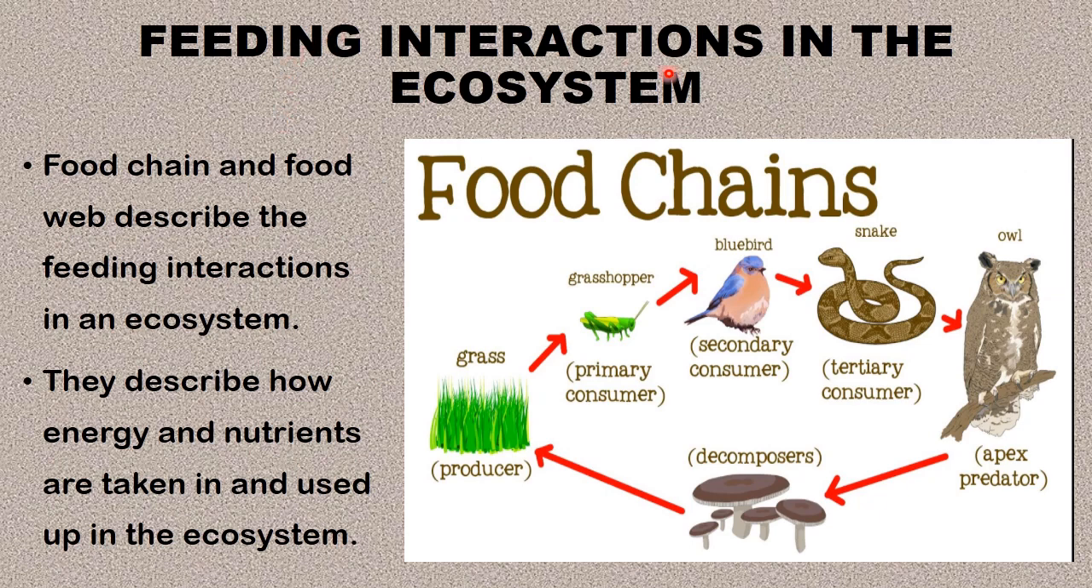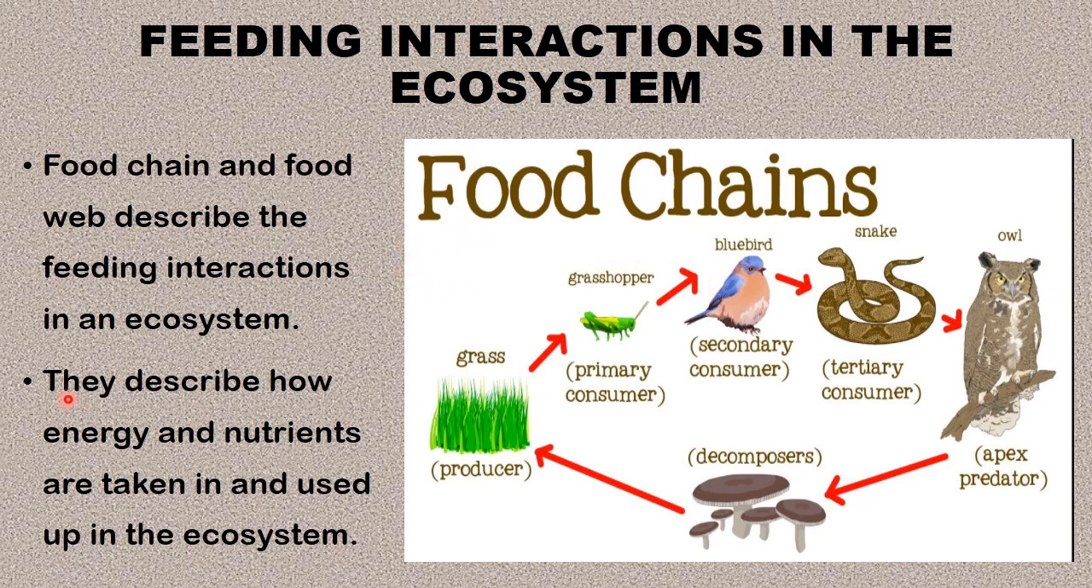Now, what are the feeding relationships or feeding interactions in the ecosystem? The feeding interaction in an ecosystem is described using the food chain. Food chain and food web describe the feeding interactions in an ecosystem. Looking at it specifically, a food chain shows the linear feeding relationships between living organisms in an ecosystem. Yes, it's a linear relationship.